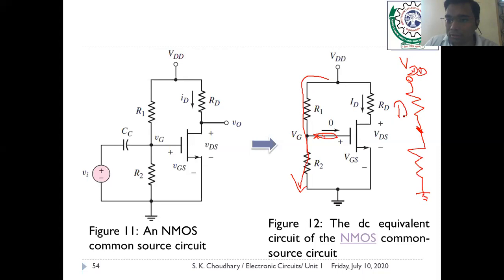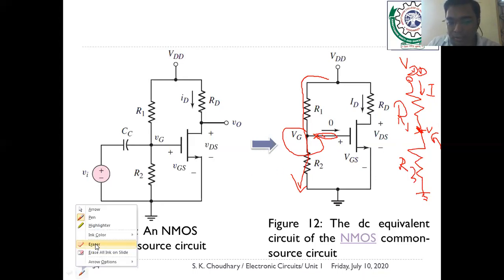This is R1, and this is your R2. And this is the point where the partition is. It is called VG, and here VG is the same as VGS because there is no source current. So what is it according to the voltage divider rule? Suppose there is some current I flowing. According to the voltage division rule, VG is equal to, what is VG? VG is nothing but the potential drop across the resistor R2.